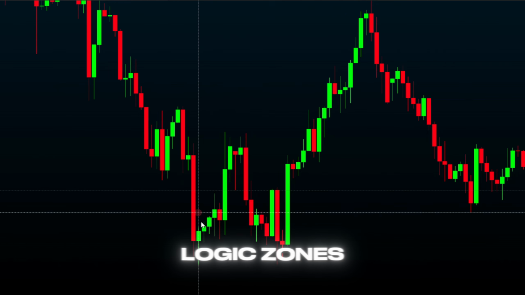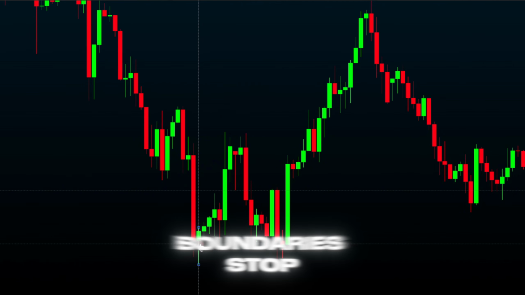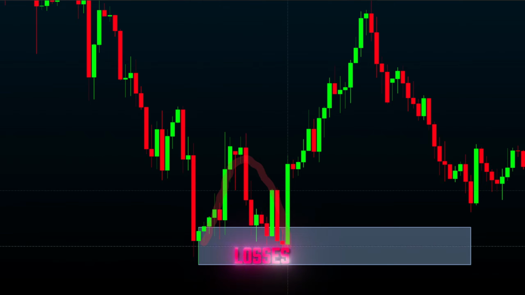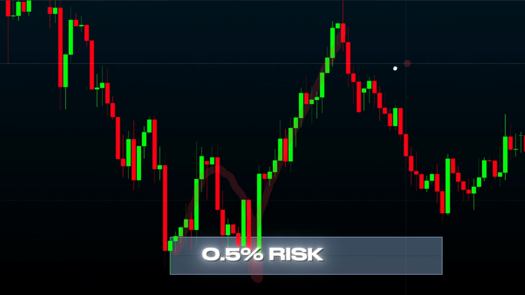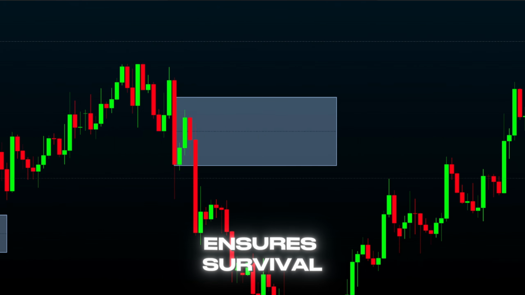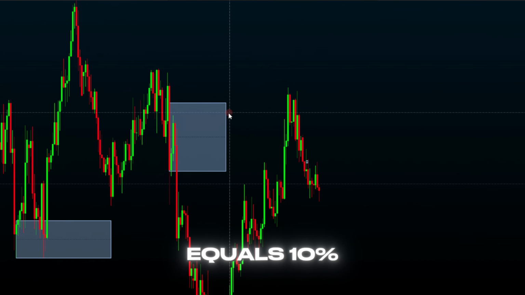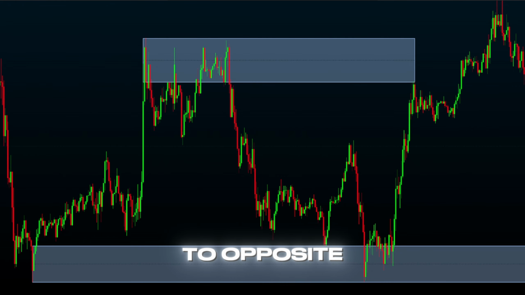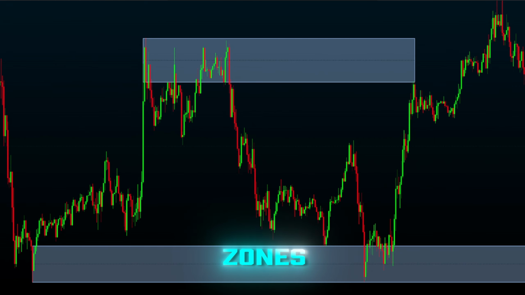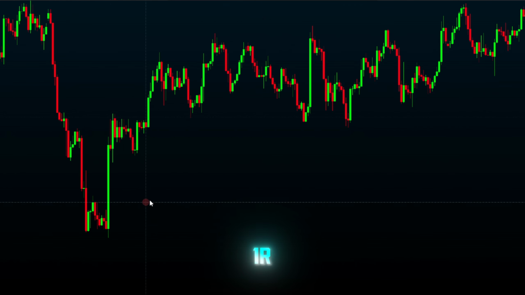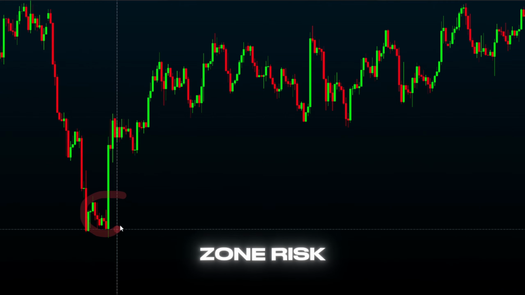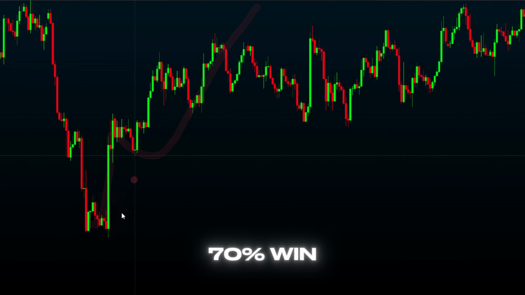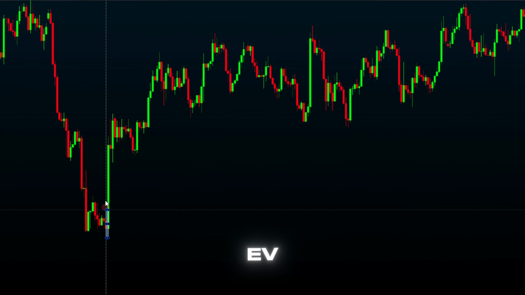Risk management logic. Zones as natural boundaries. Stop at the edge, which minimizes arbitrary losses. Logically, 0.5% risk ensures survival. 20 losses equals 10% drawdown. Targets measured as the distance to the opposite zone. Trail on new zones, break even at 1R. Hypothetically, with a 40-point zone risk, a 120-point target of 1:3, and a 70% win rate equals positive EV.